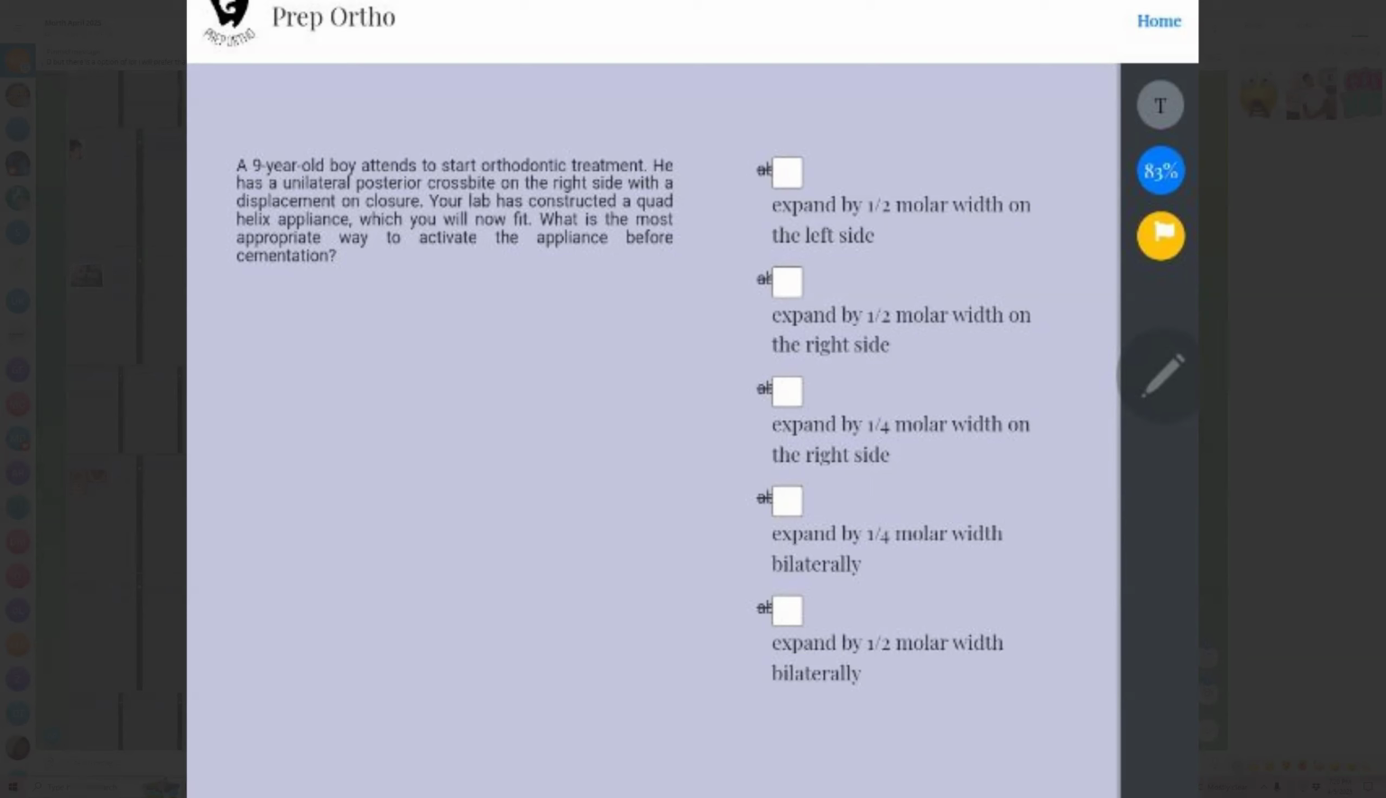The posterior activation is half molar width activation on each side for posterior expansion. So expand by half molar width on each side. In the new handbook of orthodontics they have written 1 molar width, but that is wrong. So in the second edition, I will just follow the second edition here. Expand by half molar width on each side. So option E here.